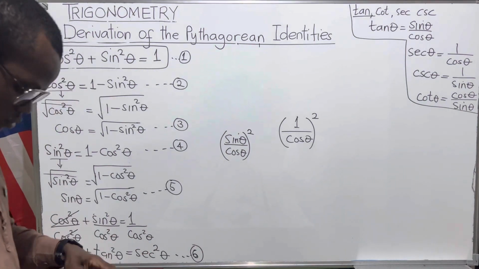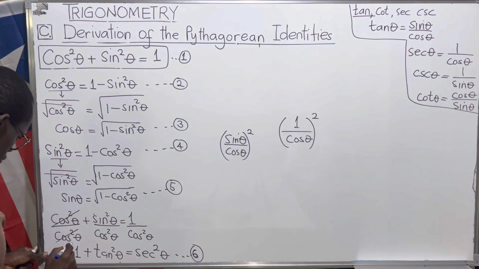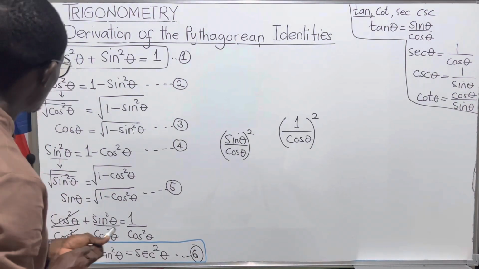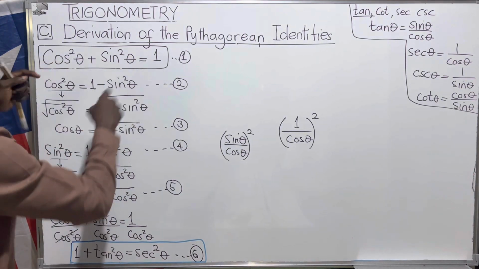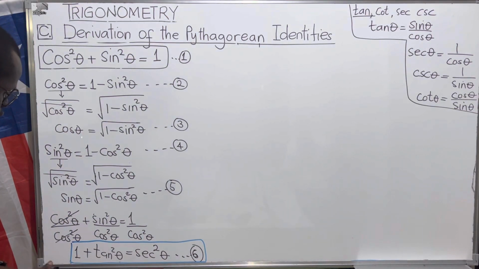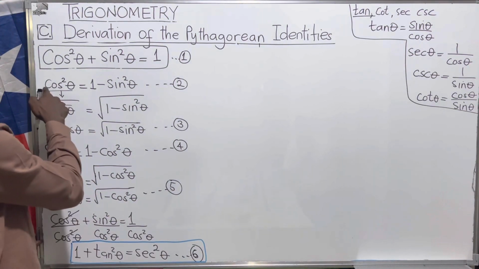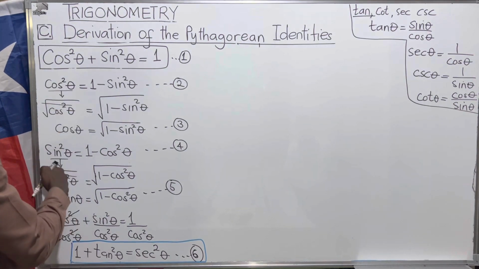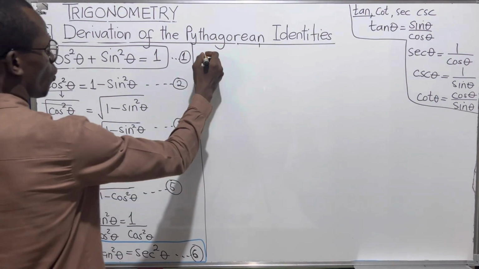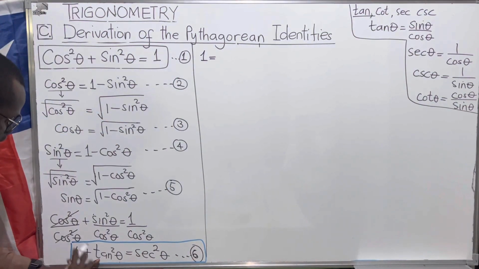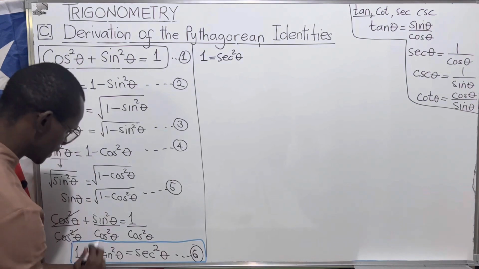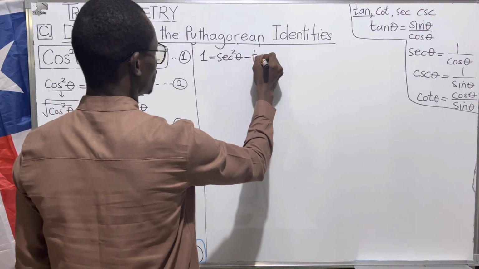From this new identity that we have derived, this number 6, we can derive several other identities like we did for the first identity. In this identity, we can decide to solve for 1, like we solved for cos squared theta, sine squared theta, and cos of theta. If we solve for 1 in this identity, it means 1 must be on one side of the equation, and we send the expressions to the other side. So it's secant squared theta, and then this tangent goes across, it becomes minus tangent squared theta.